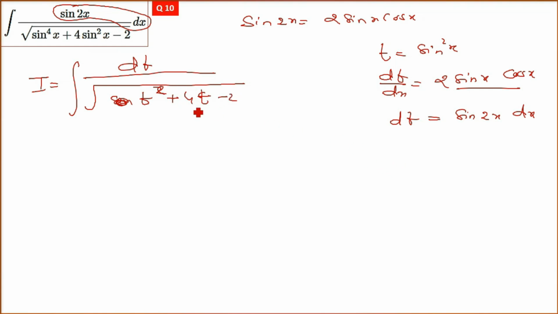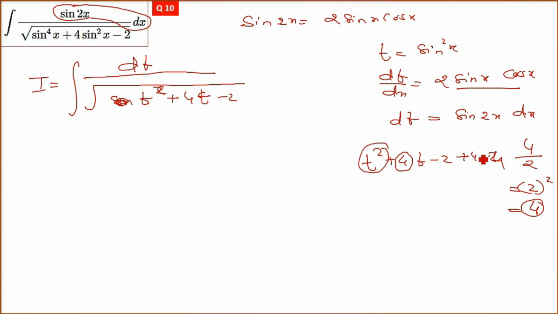So let me write it, because we need to make it a perfect square. t square plus 4t minus 2. Now just make a perfect square. Take the coefficient of t, which is 4, divide it by 2. So it will be 2. Square it, 4. Add and subtract 4 in the original equation. So we are adding it, we are subtracting it. So this will be a square plus b square plus 2ab. This will be a plus b whole square, t plus 2 whole square, minus 2 minus 4 will be negative 6.